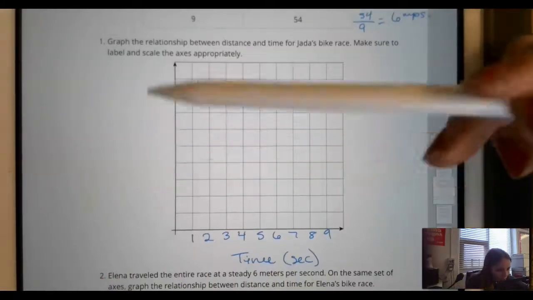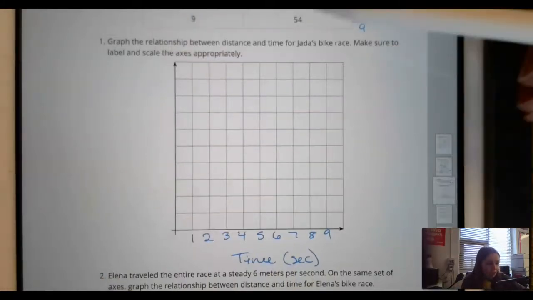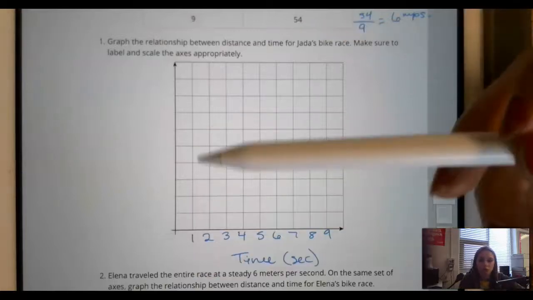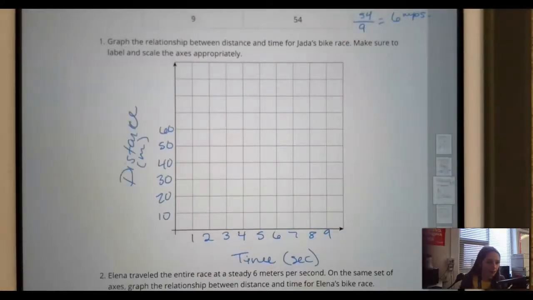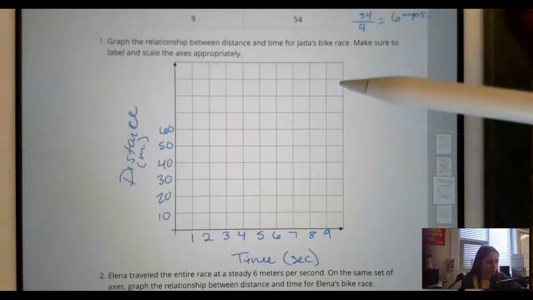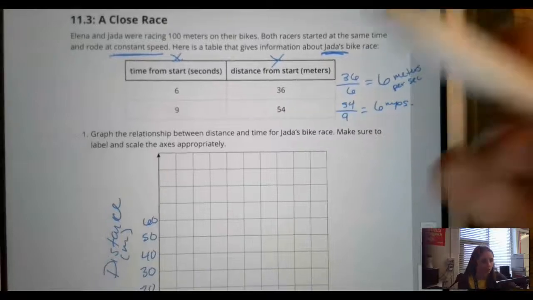And then my y-axis represents the distance, and I have to get all the way up to 54. So I'm just going to count by tens on the y-axis. Alright, so there it is. And so if you need a pause to get this written down, go ahead and do that.